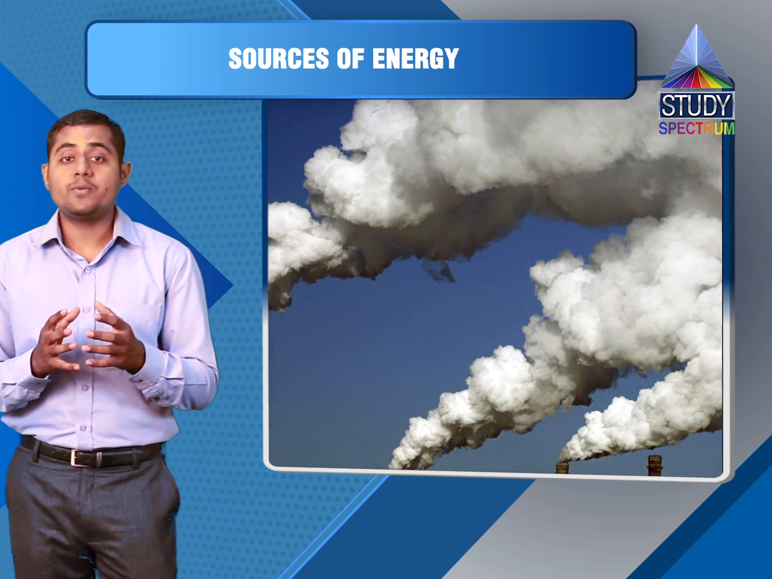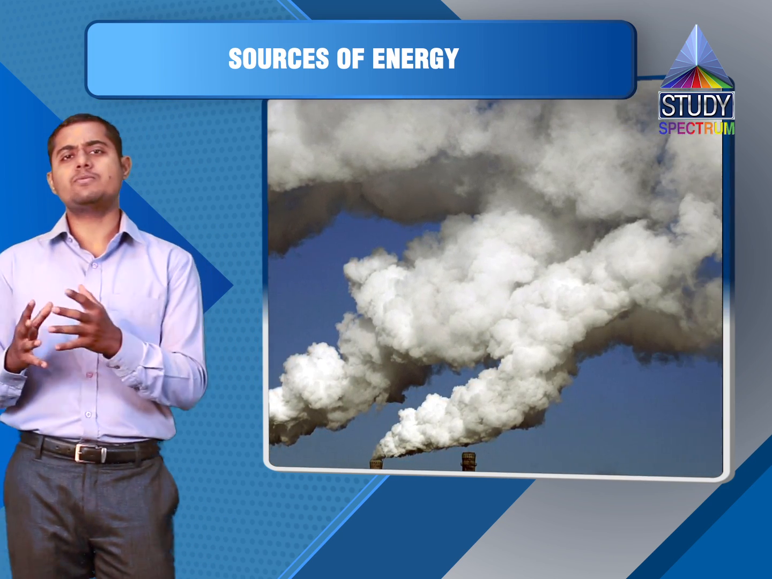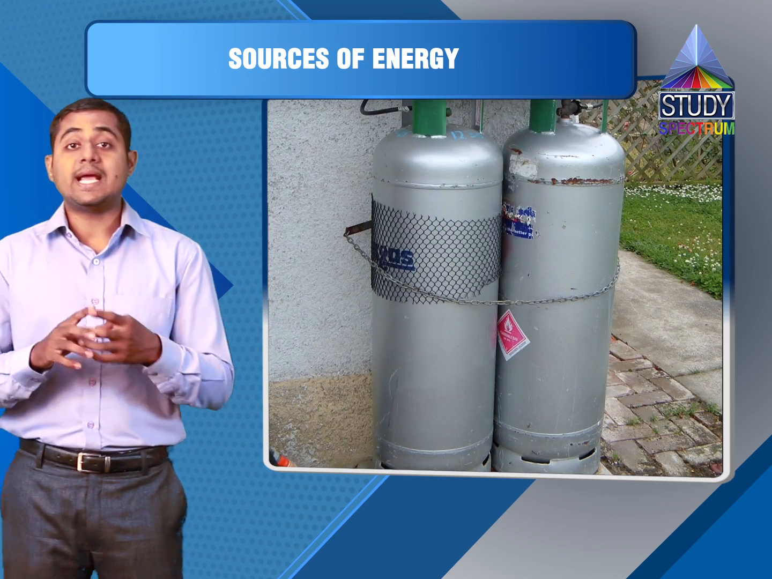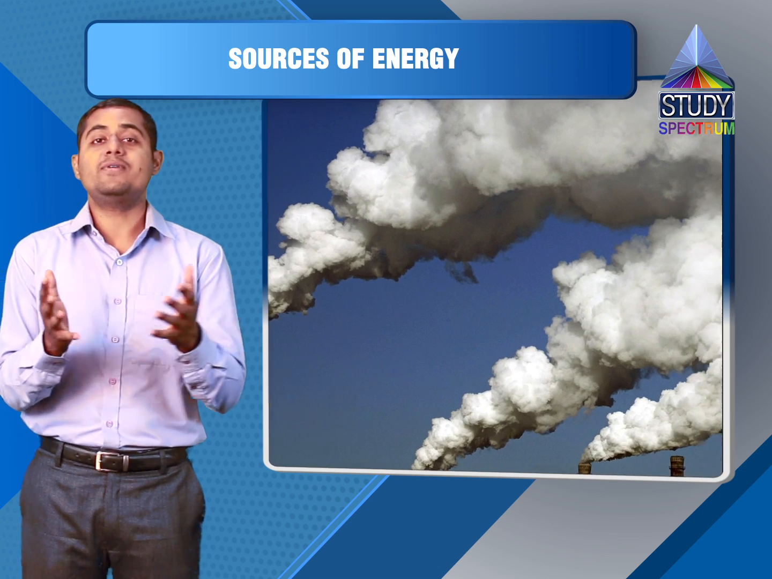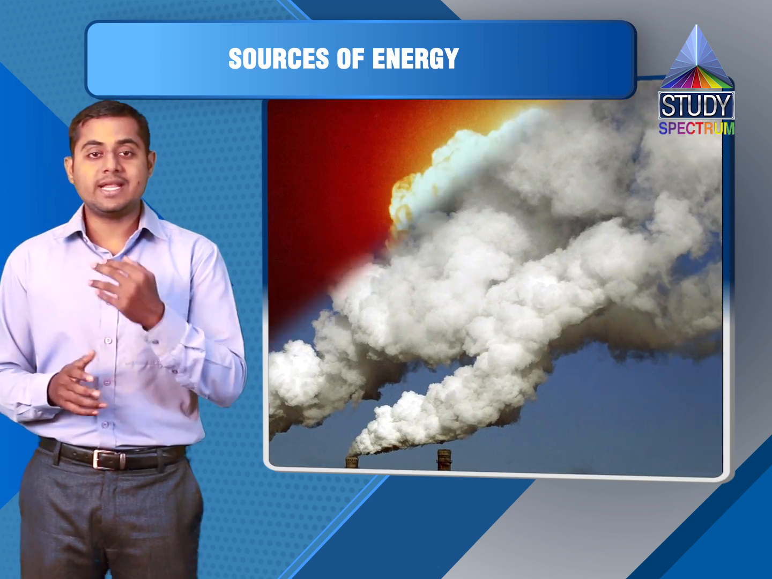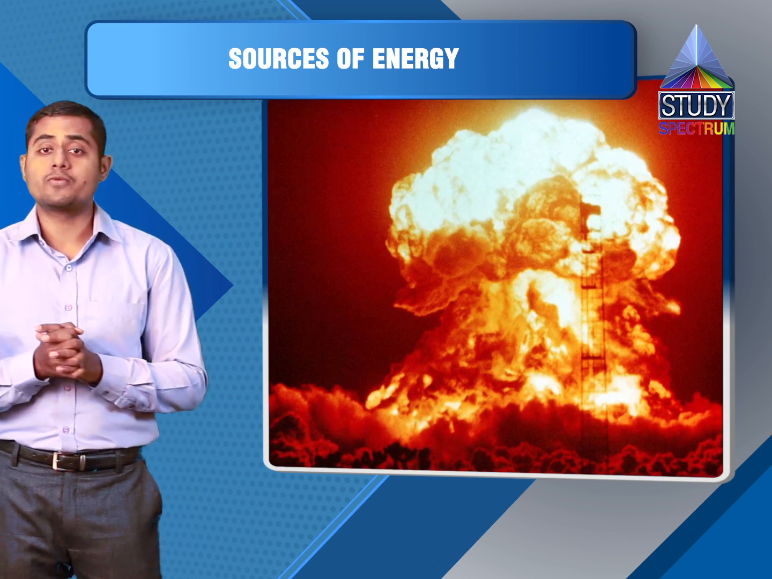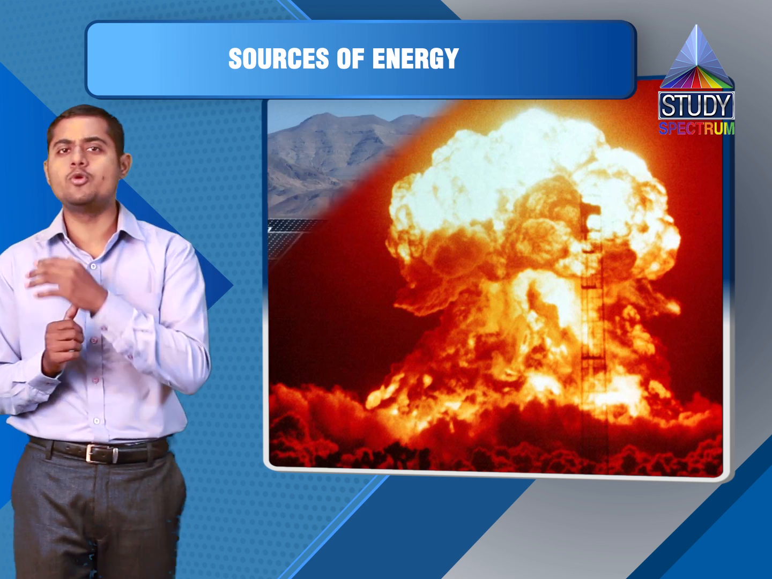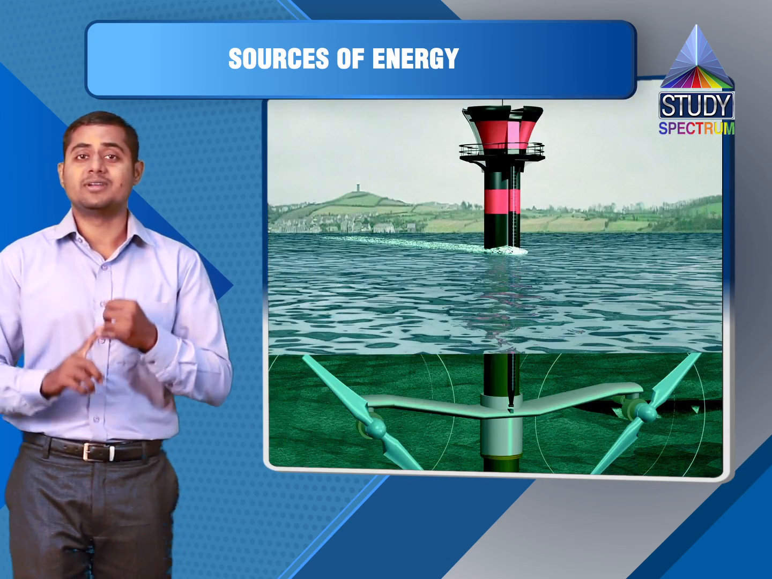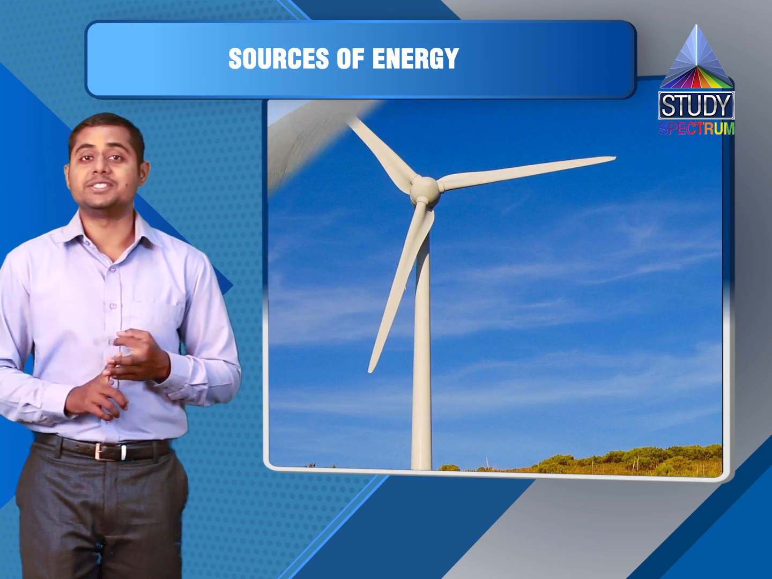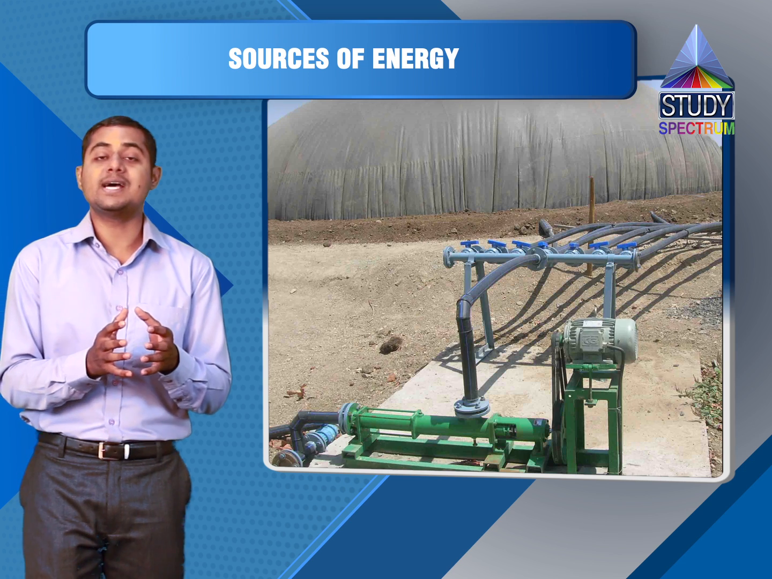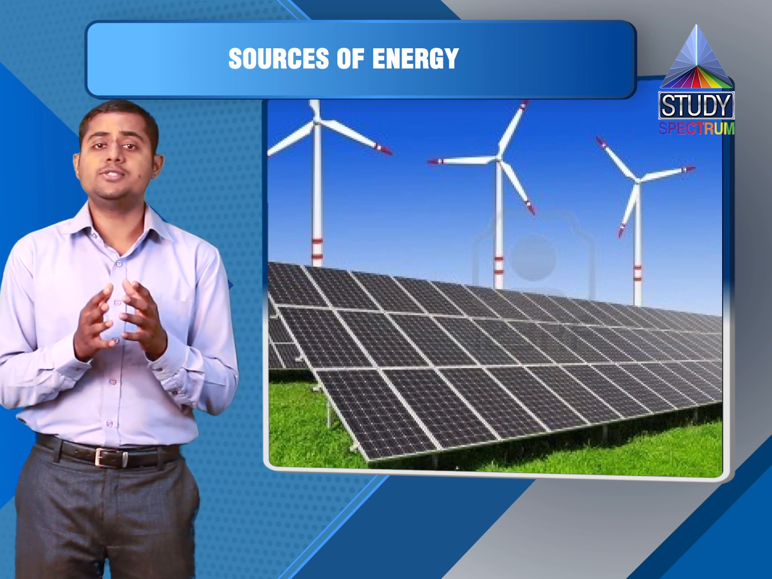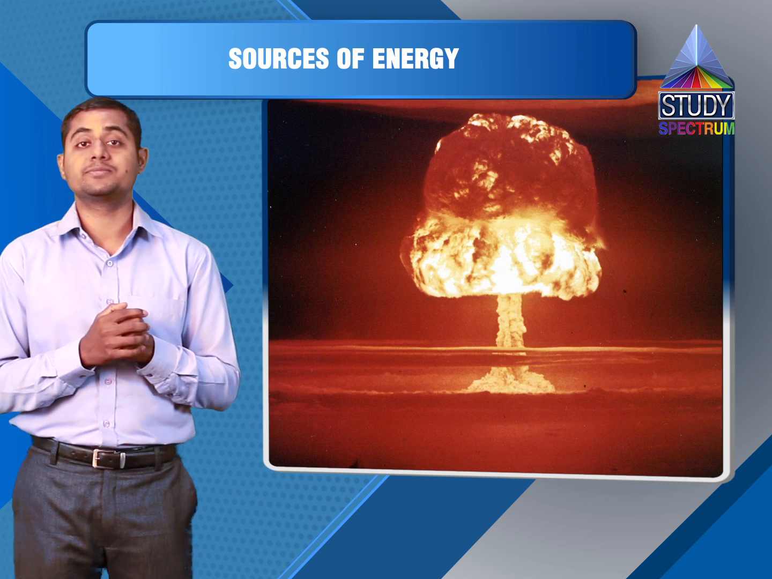Second, name the different types of fossil fuels. What are the different types of fossil fuels? Coal is a fossil fuel. Petrol, diesel, natural gases. Those are the different types of fossil fuels we get. Next question, which are the renewable sources of energy? All unconventional sources of energy are renewable. Solar energy, tidal energy, wind energy, biogas energy, all these are renewable sources of energy. Next question, which element is used for production of atomic power?